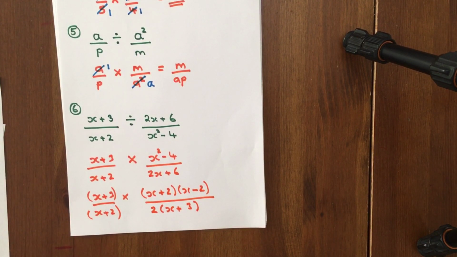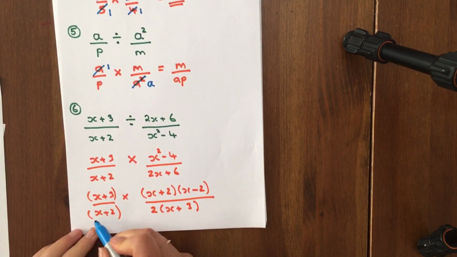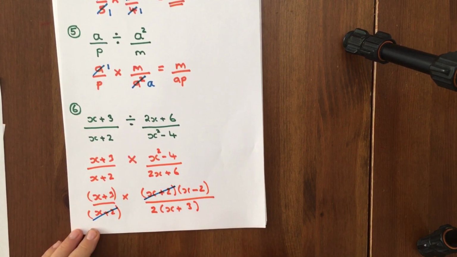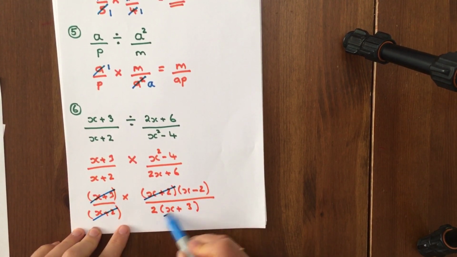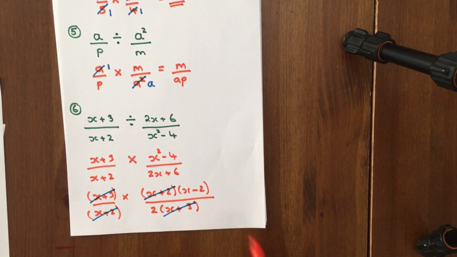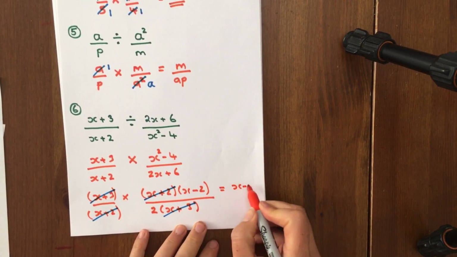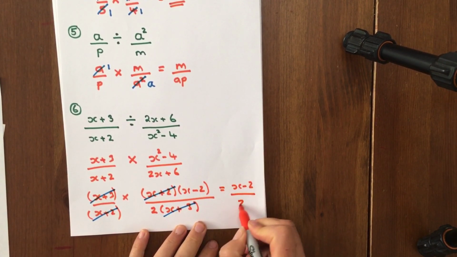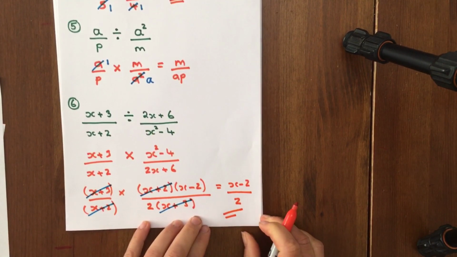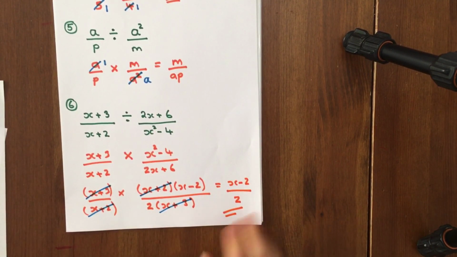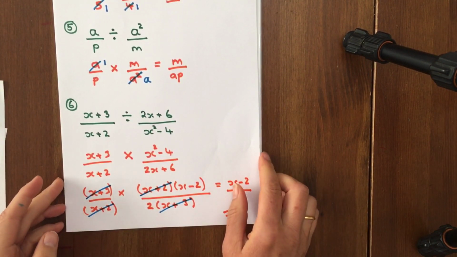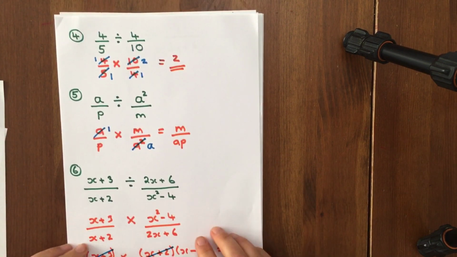And now I'm going to look at what can I cancel, top and bottom. x plus 2, x plus 2, x plus 3, x plus 3. So I'm left with, on the numerator, x minus 2, on the denominator 2. So that's my end answer. Okay, so I've gone through multiplying and dividing algebraic fractions.